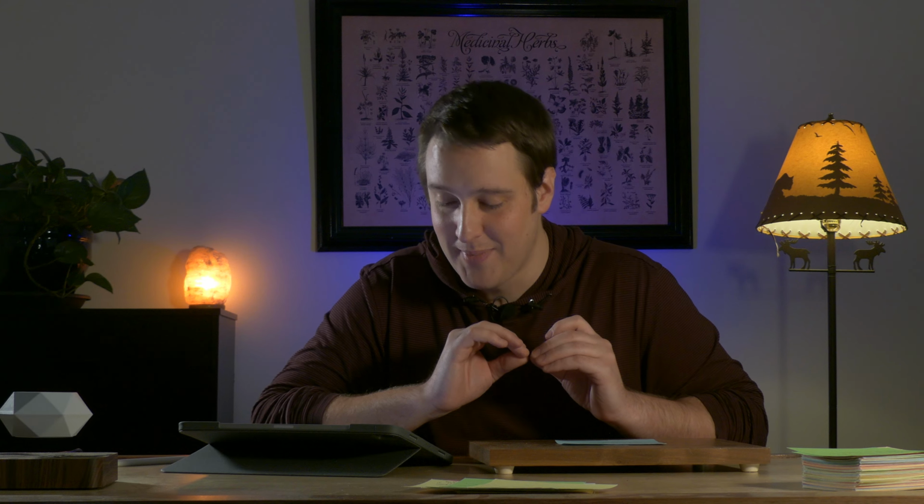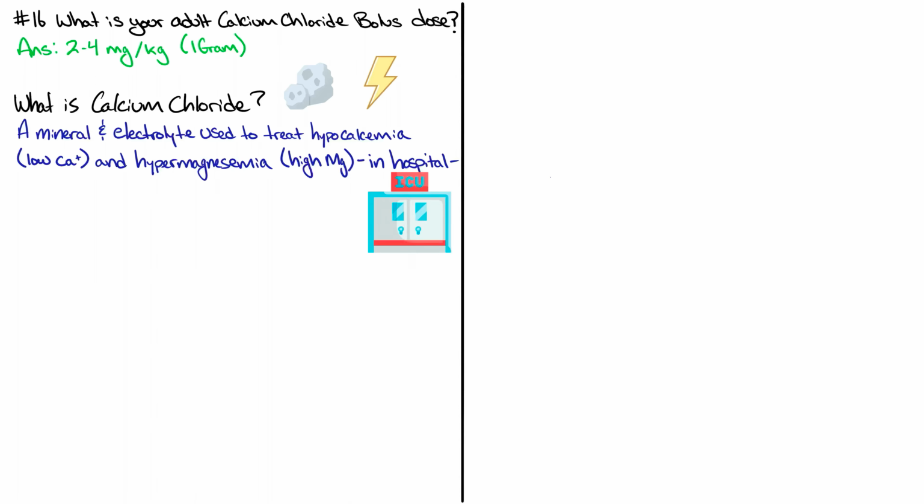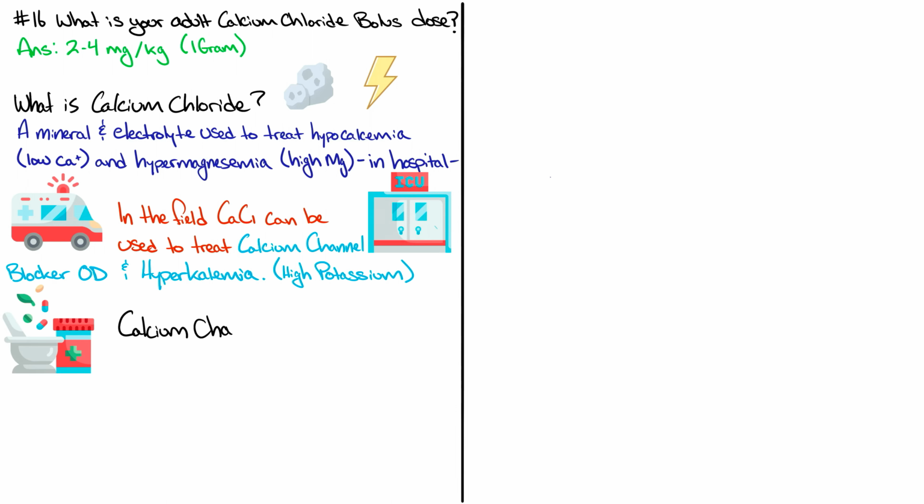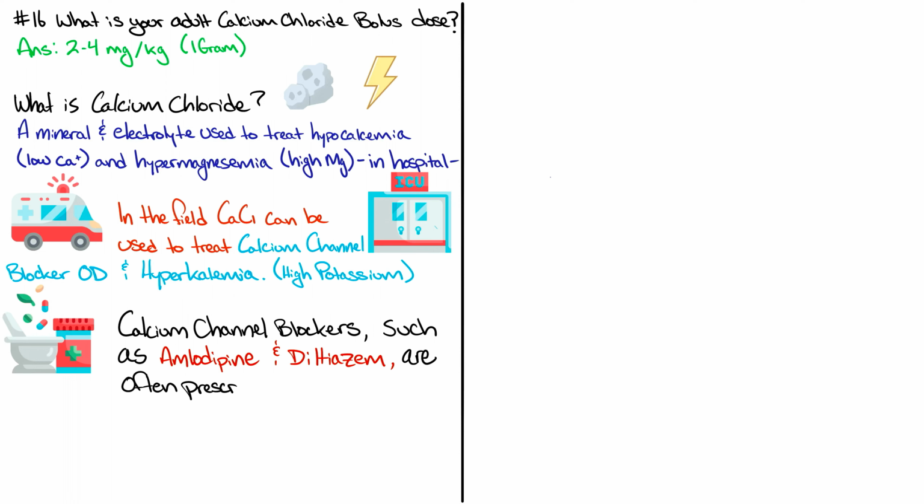Hypermagnesemia. Oh man. These things are treated in the hospital. However, in the field, calcium chloride can be used to treat calcium channel blocker overdose and hyperkalemia, which is high potassium. Calcium channel blockers such as amlodipine and diltiazem are often prescribed for hypertension and cardiac arrhythmias.